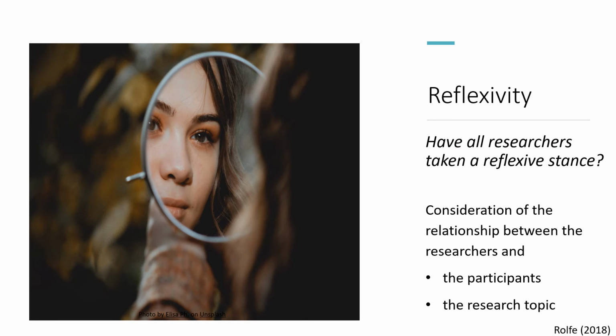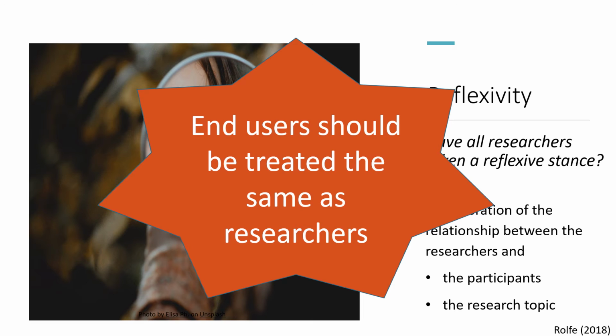The third strategy is related to reflexivity. The question is, have all researchers taken a reflexive stance? And by this we mean, have we considered the relationship between the researchers and the participants and between the researchers and the research topic? And here we need to think of the end users as the same as the researchers, where they also analyze and consider their relationship to the participants and the research topic.